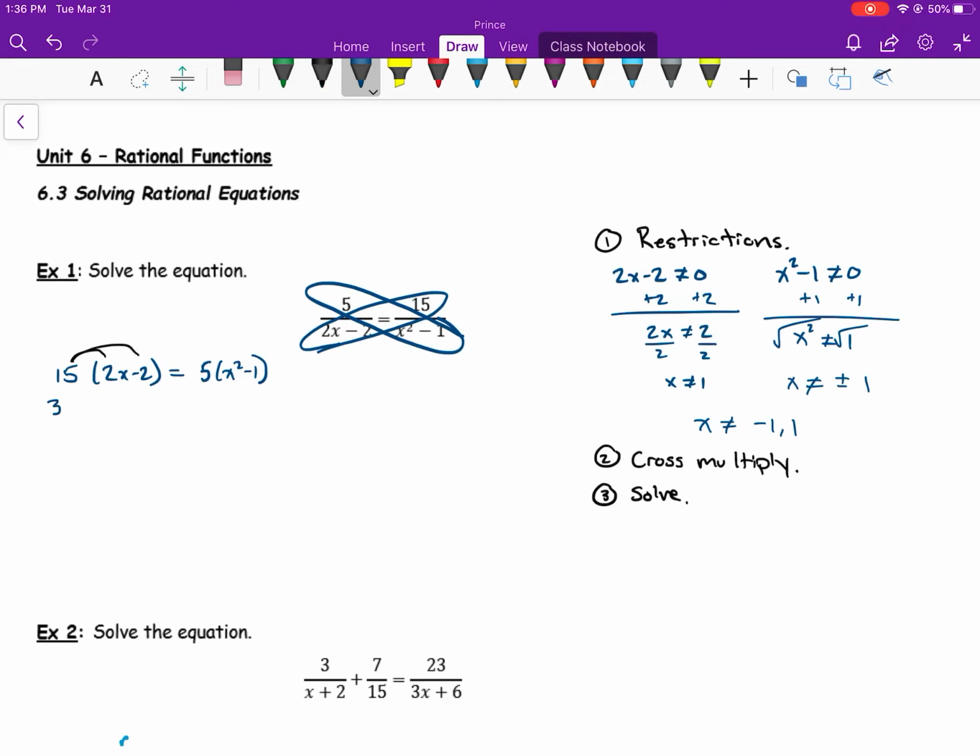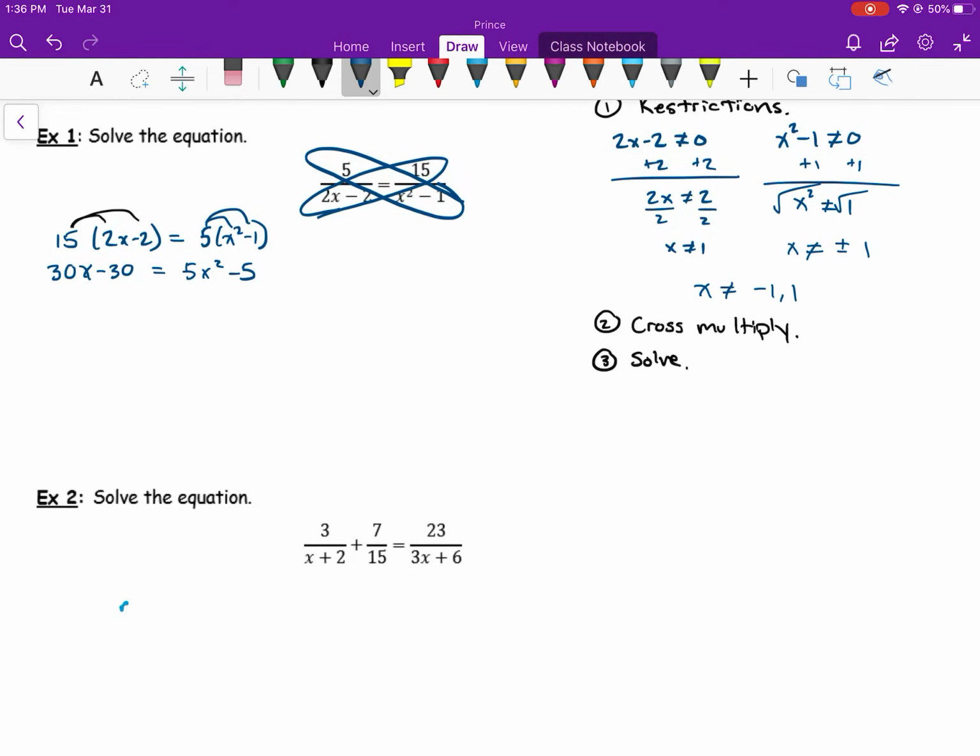So here I'll distribute the 15. I get 30x minus 30 is equal to 5x squared minus 5. I'm going to bring everything to the same side as the x squared. So I'm going to minus 30x and I'm going to add 30. So minus 30x, add 30. This leaves me at 0 equals 5x squared minus 30x plus 25.